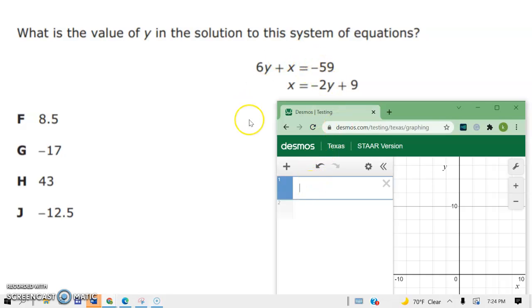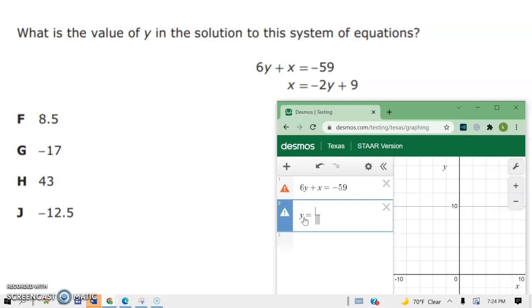So if we just type in one of the lines here, 6y plus x equals negative 59, it is going to give us an exclamation mark. That's why it is very important for you to master the solving for y mission before doing this, because we know that in that mission, if we have the y and the x together, we have to do this process.